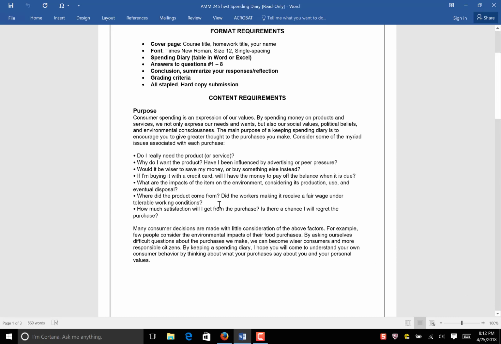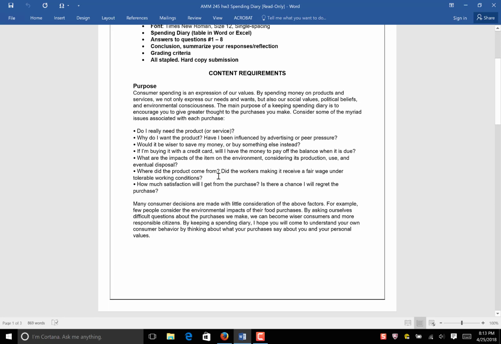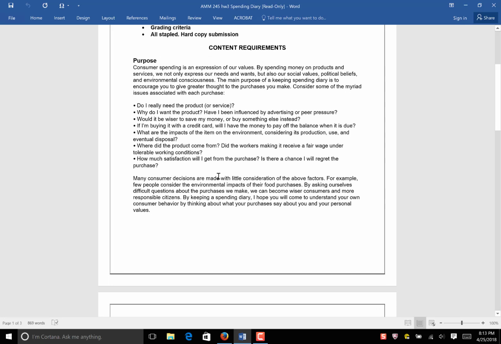Okay, so you can read all these, but these are oftentimes neglected or overlooked issues that are associated with purchases. The fact is, many decisions are made without considering these factors. If you take a global perspective and look at the number of people that exist, very few people actually consider things like environmental impacts, let's say on food purchases. By asking ourselves some of these questions, which are sometimes difficult because you typically don't ask yourself this, you can be a wiser consumer.